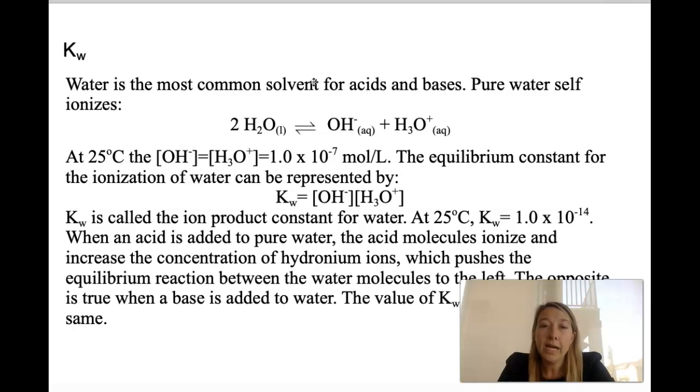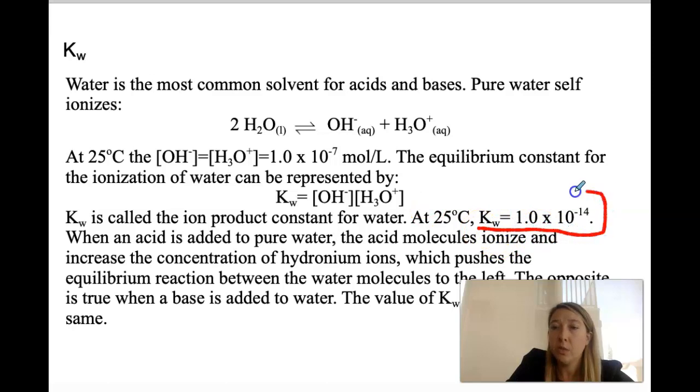So if we were to write out the KW expression for this, we would simply have hydroxide times hydronium, right? We would leave the water out because water is a liquid, and we said that liquids and solids don't belong in our K expressions. So if we take those two concentrations, 1 times 10 to the negative 7, and multiply them, or square it, we wind up with 1.0 times 10 to the negative 14. So this is known as our water constant. Okay, this can be found in your data booklet.